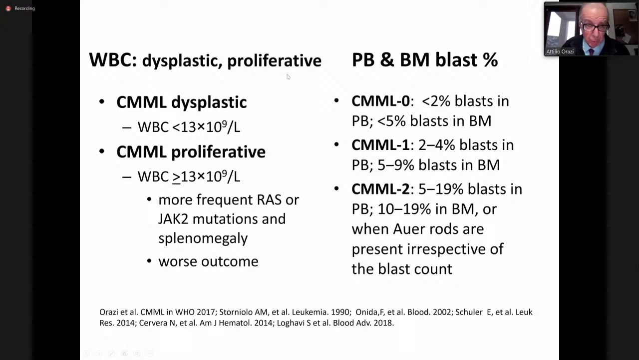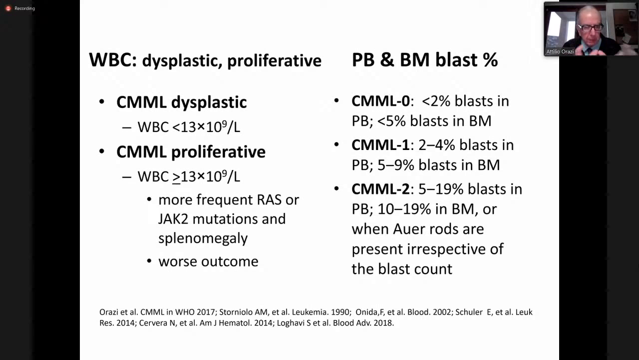Why is it important to recognize the proliferative? It's not really important to put that in the diagnosis, but they have more splenomegaly, they have RAS, they have JAK2. For example, if you have a patient who does not have a proliferative CMML, you would not expect splenomegaly. If the patient has splenomegaly and has a dysplastic CMML, maybe he has malaria, maybe he has something else. So it is important to put everything in some kind of perspective.